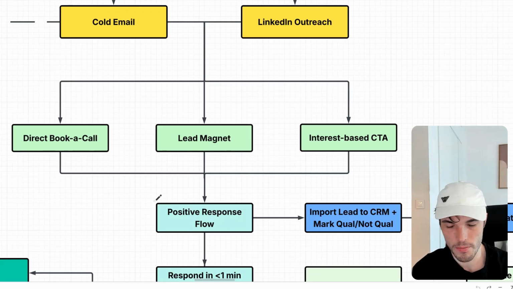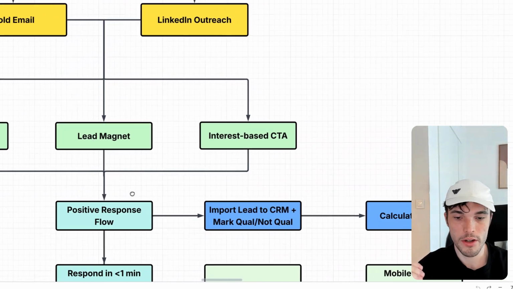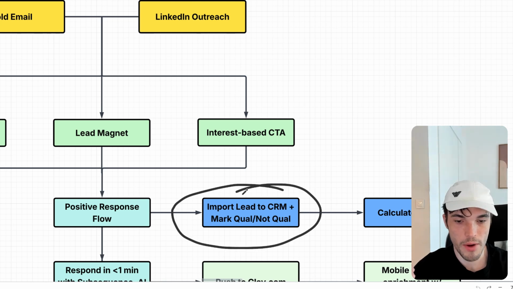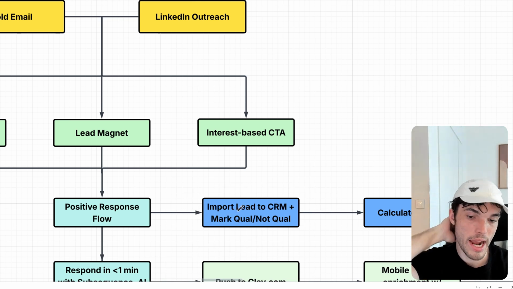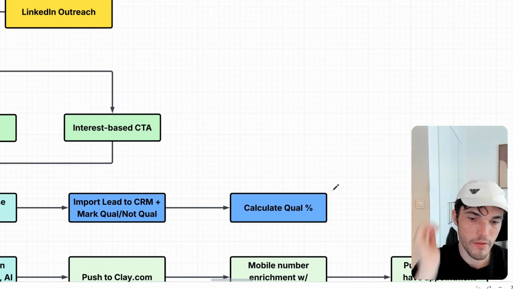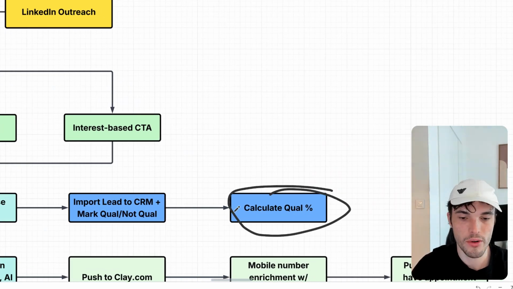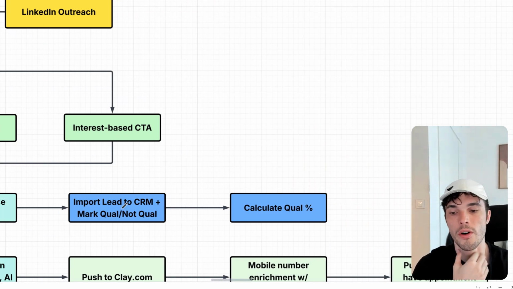Now, once we get a positive response for any of these call to actions I've mentioned here, the first thing is just importing this lead into your CRM and then marking them as qualified or not qualified, so you can keep track of that in your funnel, see how many of the leads you're generating that are actually qualified, so you can have that as a percentage here because you want to really track your KPIs clearly so you know what's going on in the funnel.